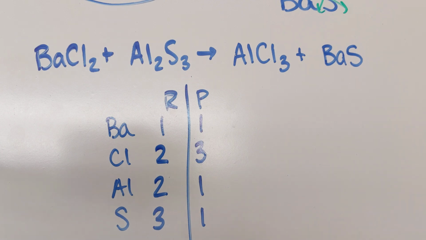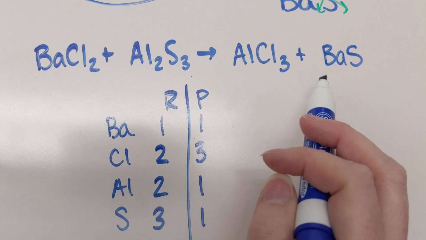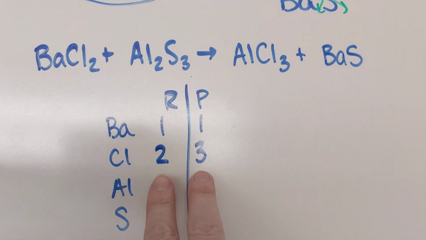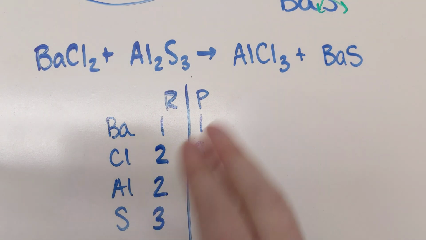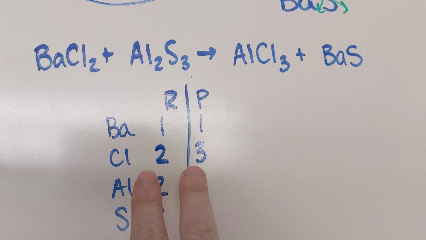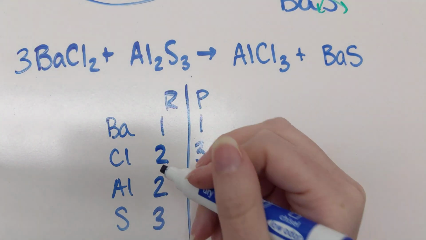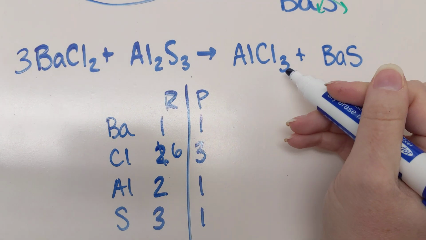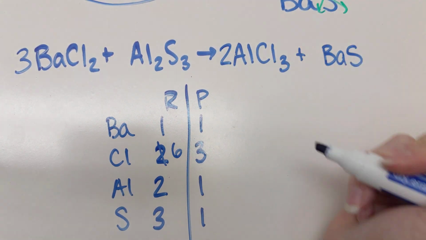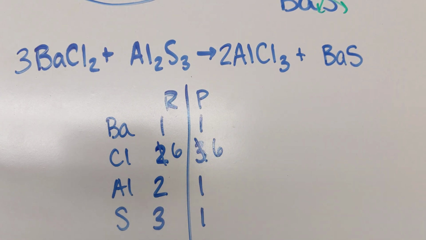All right, so I see that my bariums are balanced. I start with 1, I end with 1. Perfect. Chlorines are going to kind of be an issue here. So I'm starting with 2 and ending with 3. So anytime you see this 2, 3 issue, you're going to have to make them both equal to 6. Okay, so 2 times 3 will give me 6, and 3 times 2 will give me 6. So I have 3 groups of 2, 3 times 2, 6. 2 groups of 3, 2 times 3, 6. So I start with 6, end with 6.